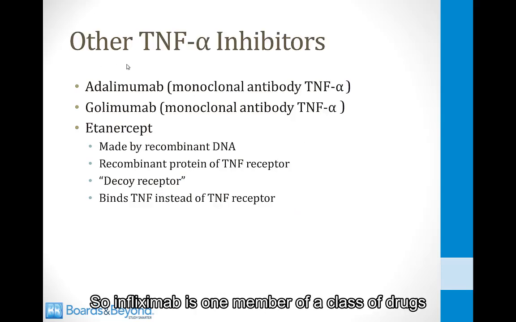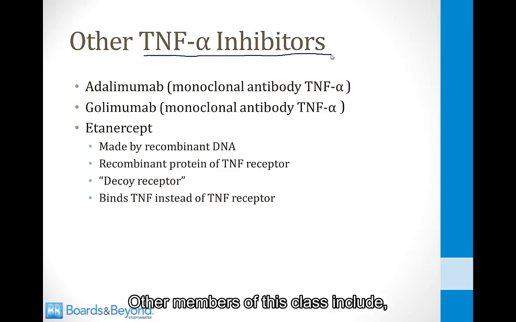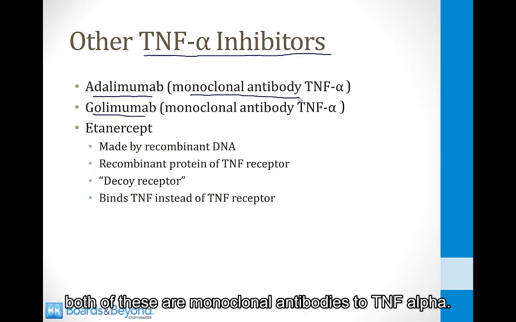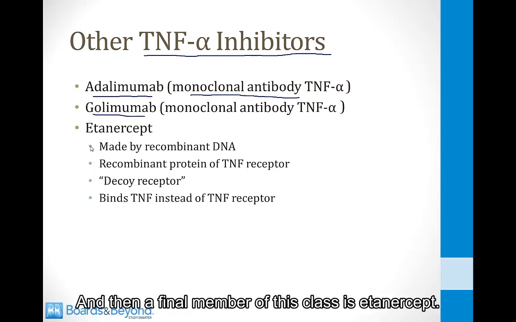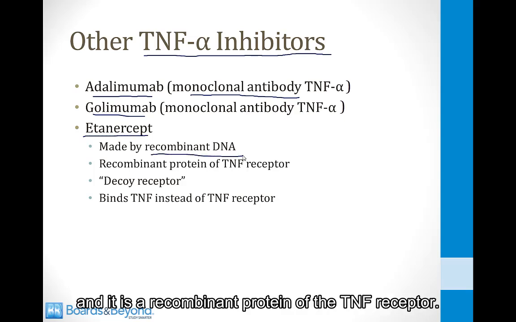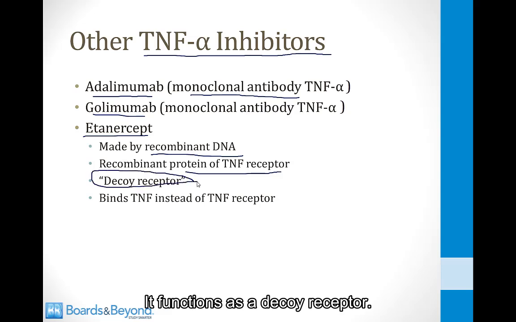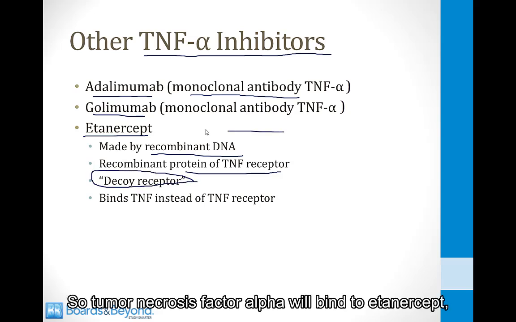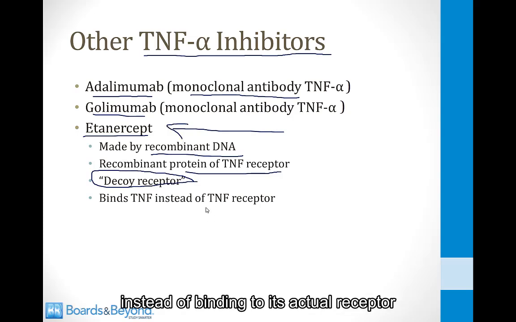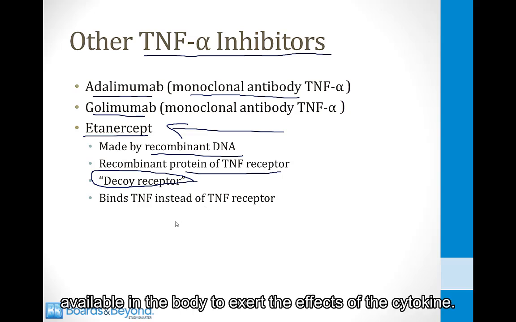So infliximab is one member of a class of drugs called TNF-alpha inhibitors. Other members of this class include adalimumab and golimumab. Both of these are monoclonal antibodies to TNF-alpha. And then a final member of this class is etanercept. This is made by recombinant DNA technology, and it is a recombinant protein of the TNF receptor. It is a very interesting mechanism. It functions as a decoy receptor, so tumor necrosis factor alpha will bind to etanercept instead of binding to its actual receptor, and as a result there will be less TNF-alpha available in the body to exert the effects of the cytokine.